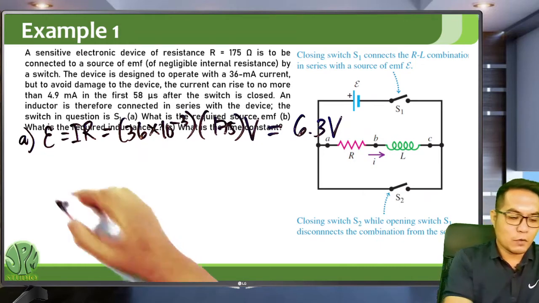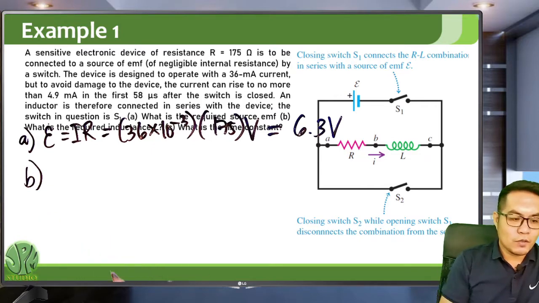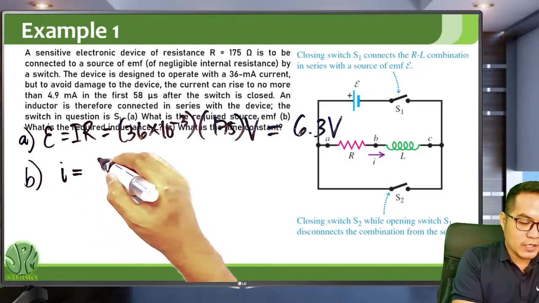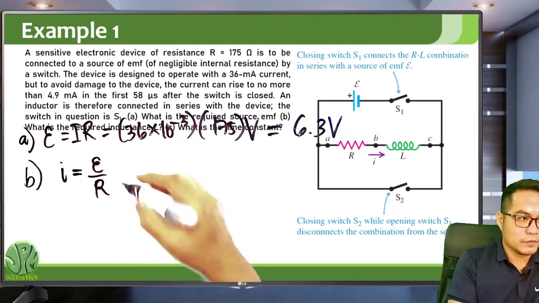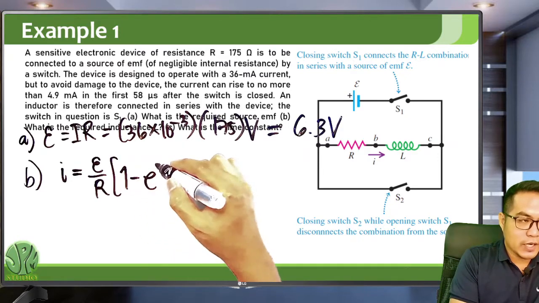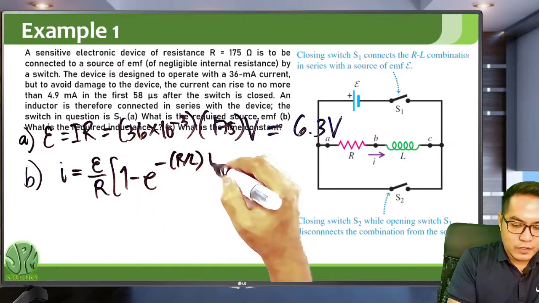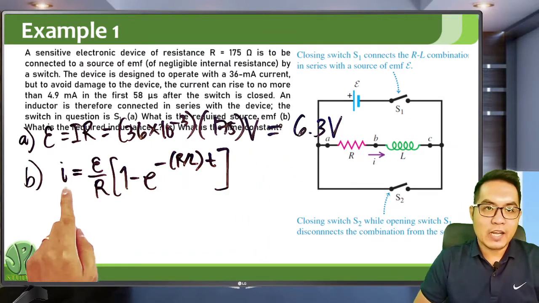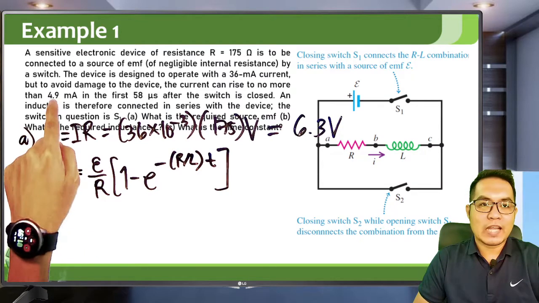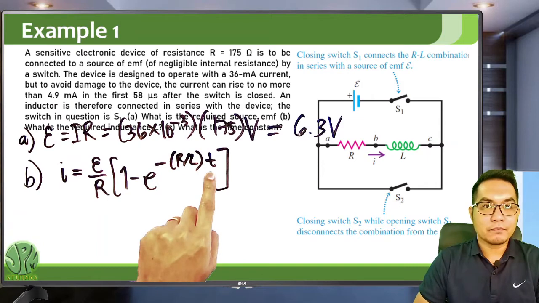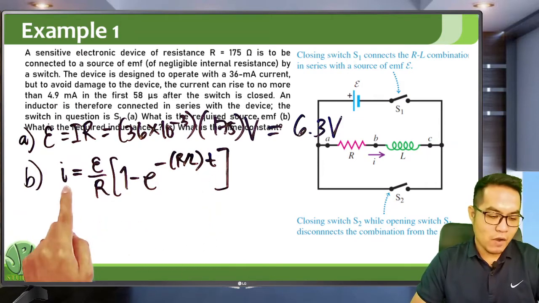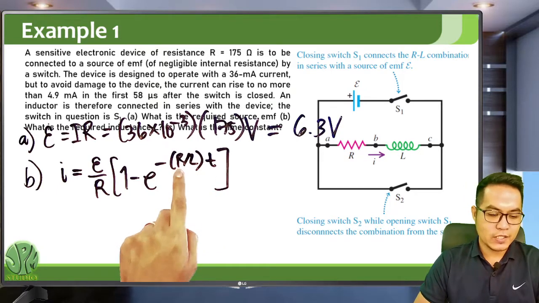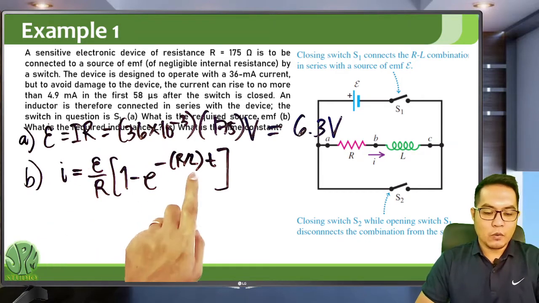Now letter B: what is the required inductance? We know this is the expression for the instantaneous current for current growth, E over R times 1 minus e to the negative R over L times t. We know the value of the current. The maximum current should be 4.9 milliamperes at a time of 58 microseconds. We know I, it's 4.9 milliamperes. We know the time, it's 58 microseconds. We know the resistance. We know the EMF. The only unknown here is L.